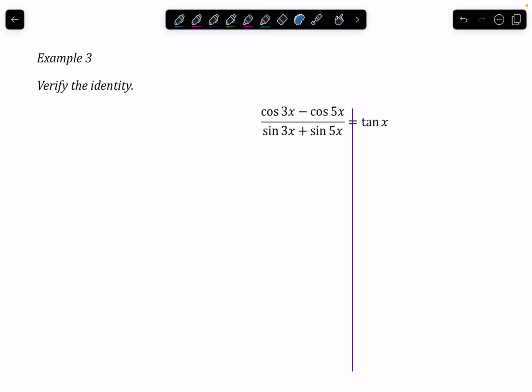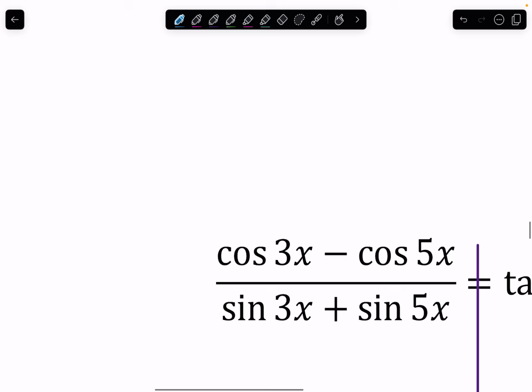All right, so if I'm looking at this one, that right side is awfully simplified. I do not want to mess with it, so I'm going to go to the left side. I see sums and differences, so I'm going to go change those to products. So cosine for the top is cosine minus cosine, so we're going to use our sum to product identity from the top. So here, I'll write it up here.